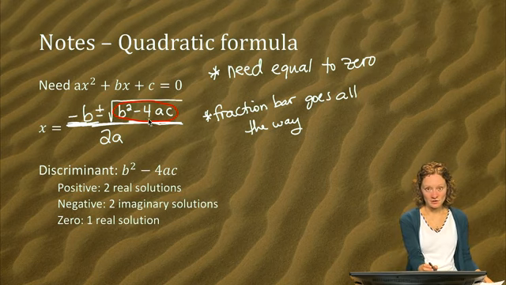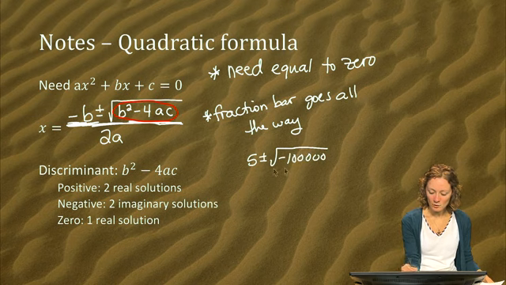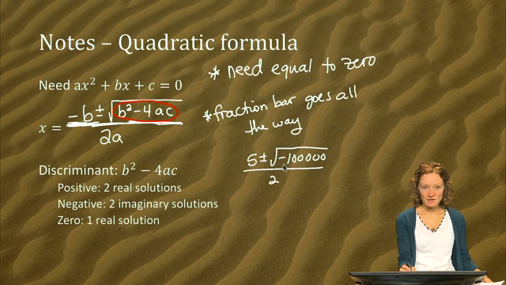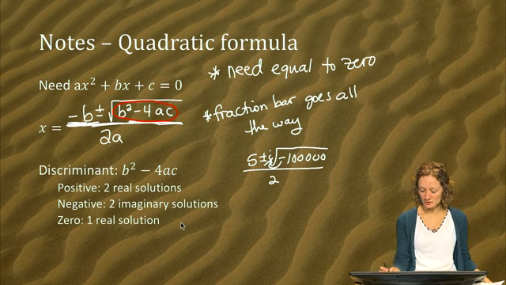If you get a negative underneath that radical, so picture there's a number, you have plus or minus the square root of a negative number, whatever that number might be, all over a number. If you have a negative underneath that radical, that negative comes out as an i, and you still have a plus and a minus. So there are two complex solutions.